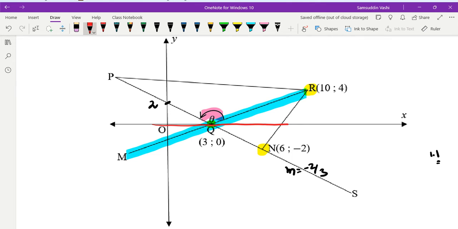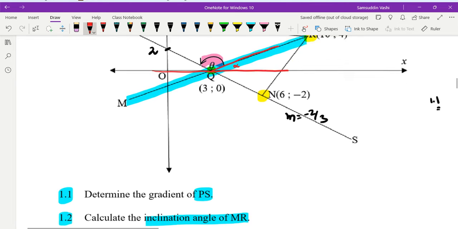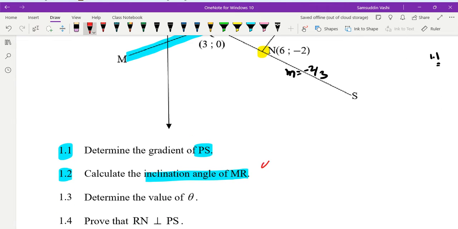All right. So I can make it alpha because the word they use already theta. So I can't use theta again. All right. So I'm looking for alpha. Right. And that alpha is with the x-axis. Isn't it? So if I'm looking for alpha, tan inverse of that gradient.